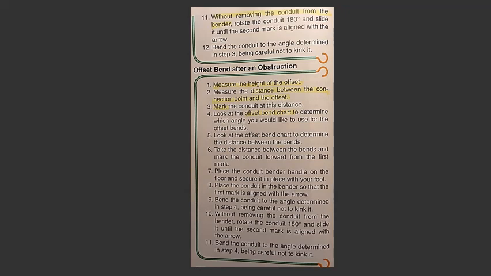In all types of bends, the amount of shrink depends on the size of the conduit. Shrink varies with bend radius, and each size of conduit must be bent to the proper radius.